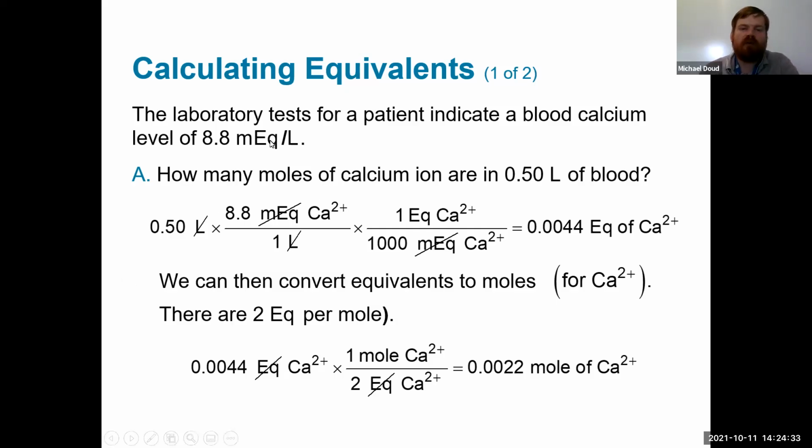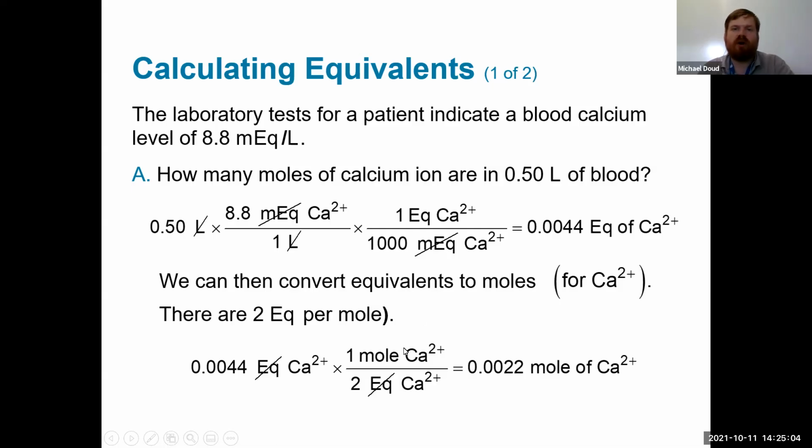Well, if our concentration is 8.8 milliequivalents per liter, and we have 0.50 liters of blood, we can convert from liters to milliequivalents using that conversion factor, 8.8 milliequivalents of calcium for every 1 liter. Next, we know that there's 1 equivalent of calcium for every 1,000 milliequivalents of calcium. So we're just converting from milliequivalents to equivalents, and that gives us 0.044 equivalents of calcium ion.